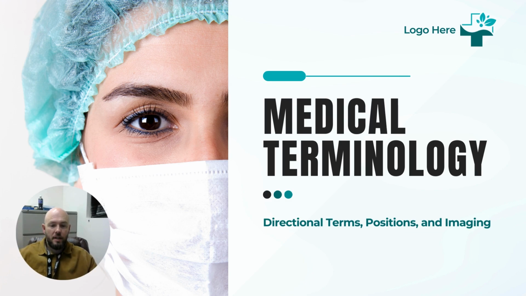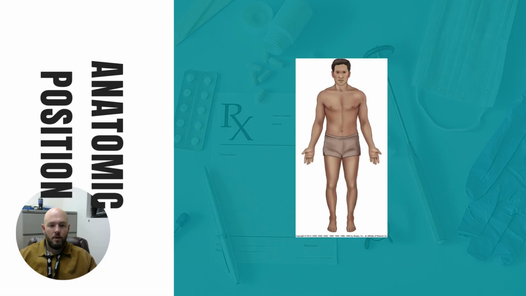This week, medical terminology topic is directional terms, body positions, and imaging terms. When we're talking about directional terms, position of the patient, body planes, things like that, we're going to assume that the patient is in the anatomic position, which is the image you see here on this screen: standing, facing forward, arms to the side, palms facing forward. This is helpful when you're trying to understand or explain or talk about these body positions that we'll get into.